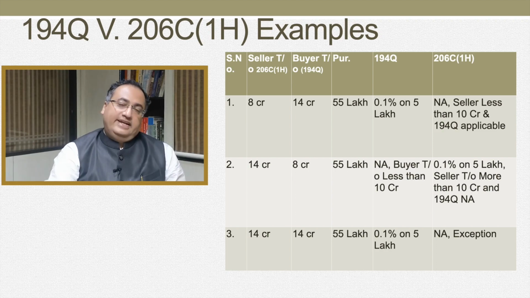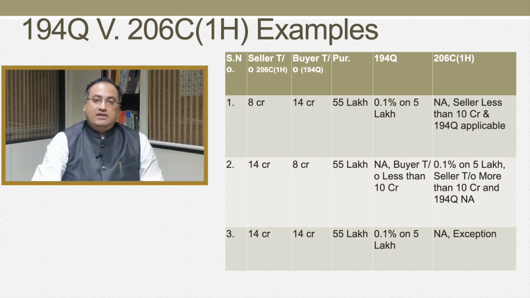Now moving on to the second example, here we are taking seller's turnover more than 10 crore and buyer's turnover less than 10 crore. So since seller turnover is more than 10 crore, TCS will be applicable. However, buyer's turnover is less than 10 crore, so TDS will not be applicable. So who will deduct TDS or TCS? 194Q will not be applicable.